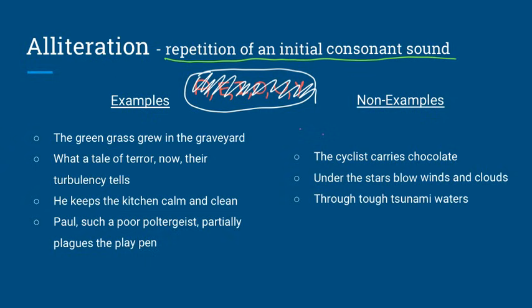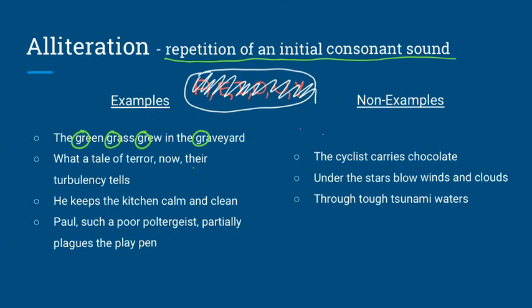Now, I said before it's the repetition of the initial consonant sounds. There's a lot of the same thing going on with a few of these words. That's going to be the green grass grew in the graveyard. So not only is it just the g, it's the grr sound, the green grass grew. So we didn't say repetition of the initial consonant letter, which could be G, it could be R. We're saying it's the repetition of the initial consonant sound.